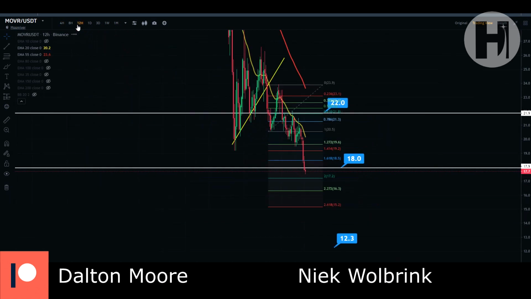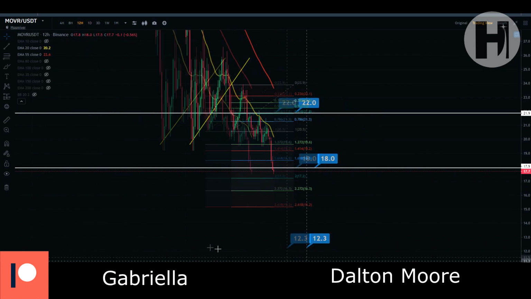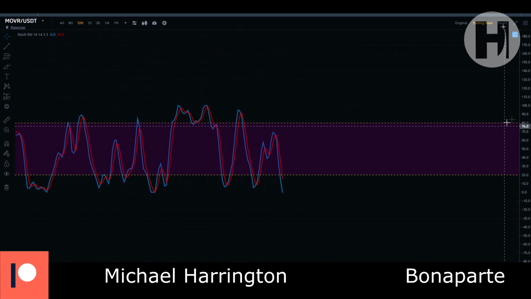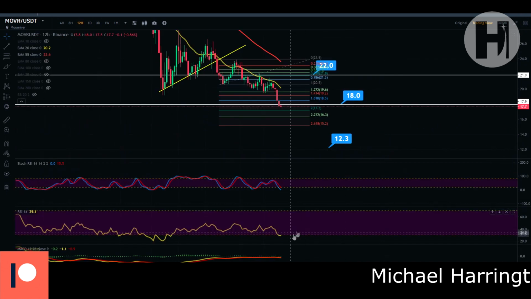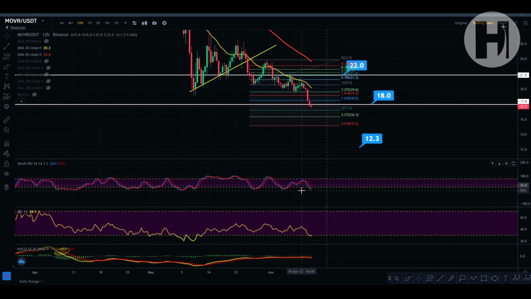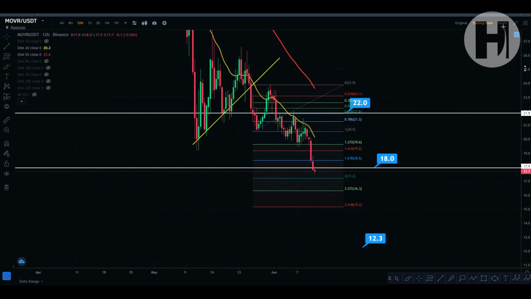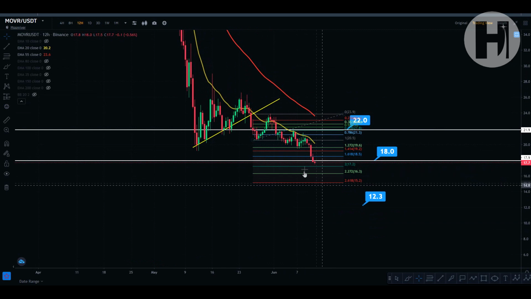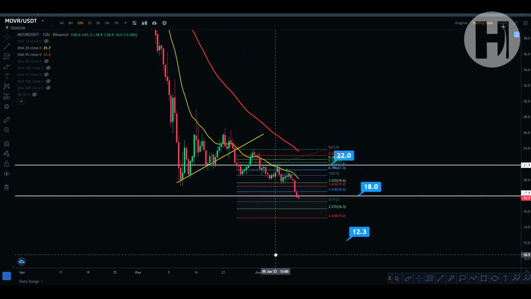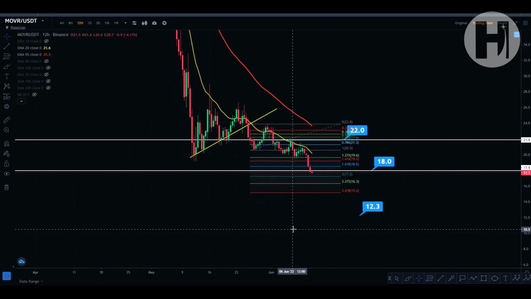And if we just switch over to the 12-hour chart over here, I do want to take a look at the stochastic. As you can see, we are in the oversold, which provides us a great buying opportunity, and we're in the oversold on the relative strength index as well. So we do have multiple targets to the downside. We've been rejected from the 20 EMA multiple times as well. So yeah, just more downside across all altcoins.